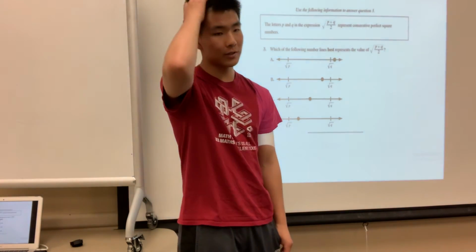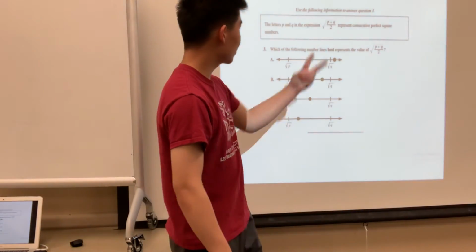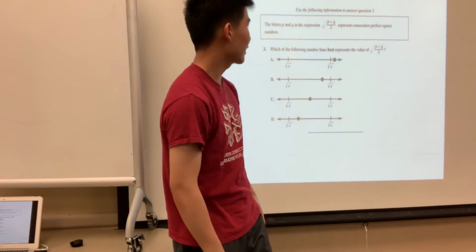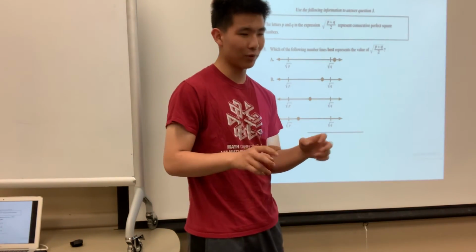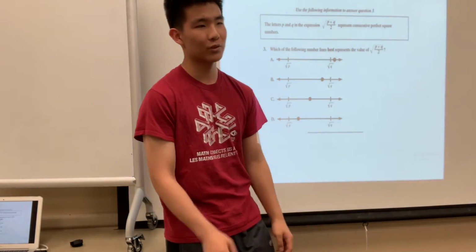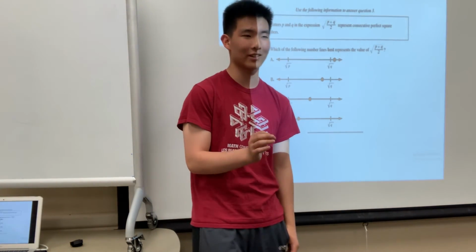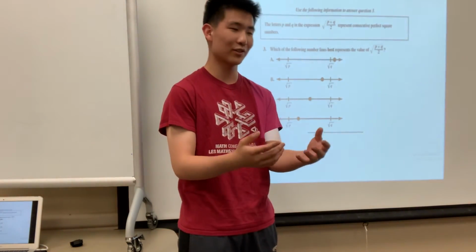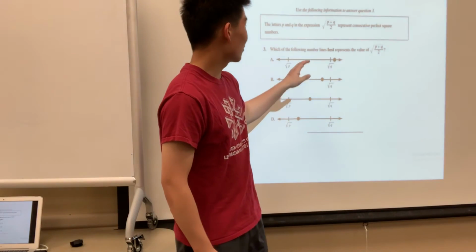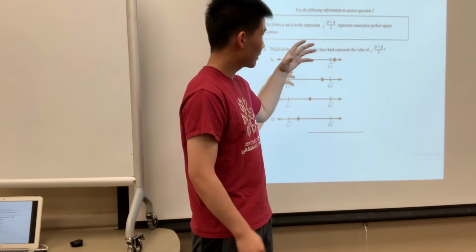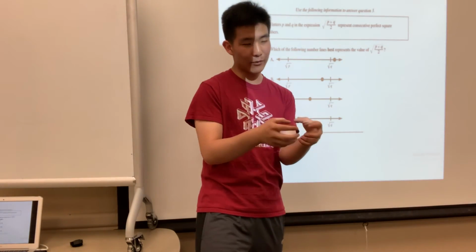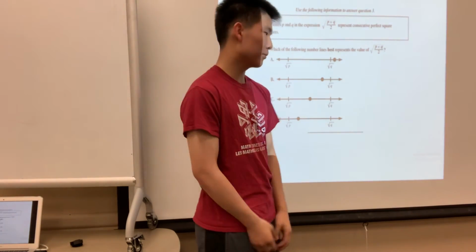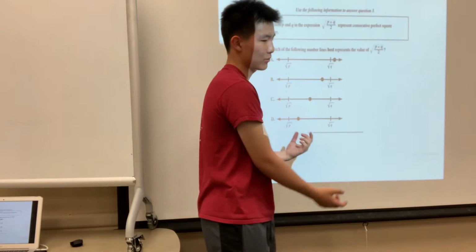So what the question's basically asking is, we have two numbers, P and Q, and they represent consecutive perfect squares. An example of two consecutive perfect squares would be something like 9 and 16, because they're consecutive and they're also perfect squares. So what they're asking is, where does the square root of the average of P and Q lie between the square roots of the individual numbers?